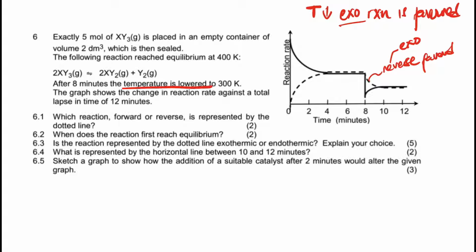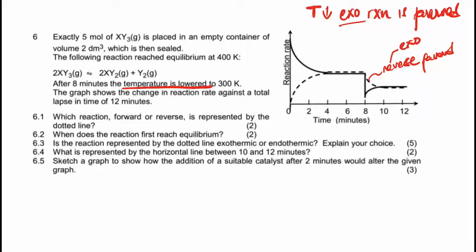Where do we get that? Theoretically, a decrease in temperature favors the exo. Right? And then we see that the reverse here is favored, because it decreases less than the forward. So that means the reverse is favored, and the reverse is exo. Right? And then it says the graph shows the change in the reaction against a total lapse of 12 minutes. And then in 12 minutes here, there's a change there. Right? Okay, let's answer the questions.